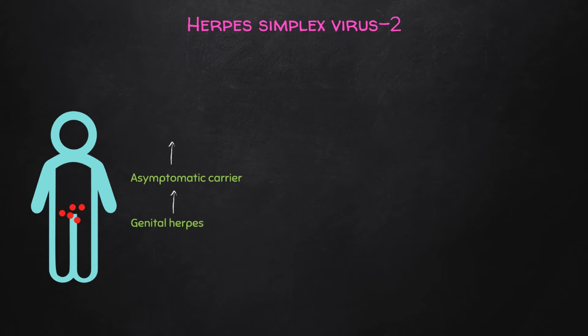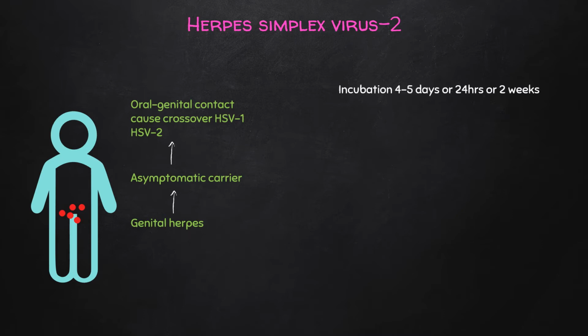Sexual practices involving oral-genital contact may be responsible for some crossover infections of HSV1 to the genital area or of HSV2 to the mouth and lips, while other crossover infections may be the result of self-infection through hand-genital-mouth contact. The incubation period for HSV2 infection is usually 4 to 5 days but may be as short as 24 hours or as long as 2 weeks.